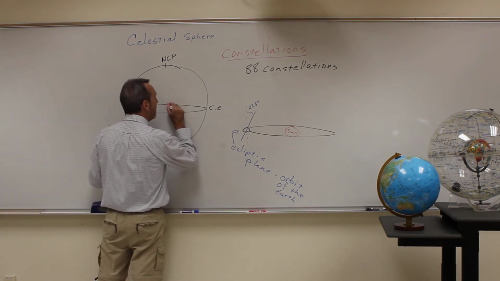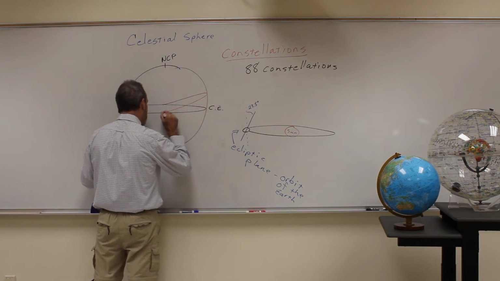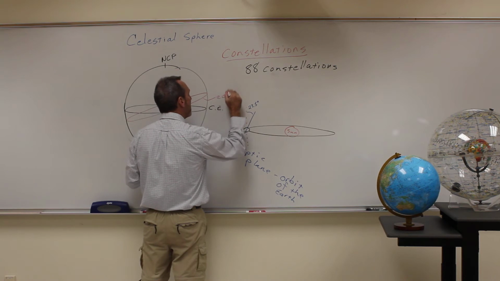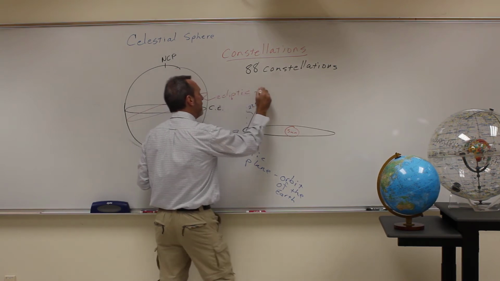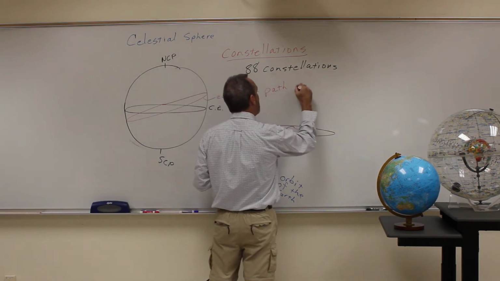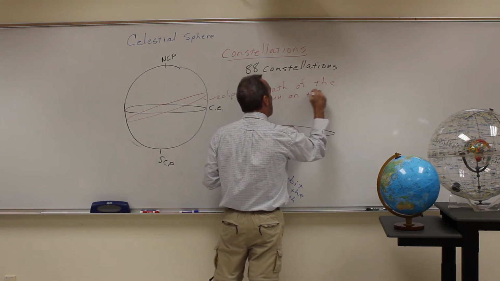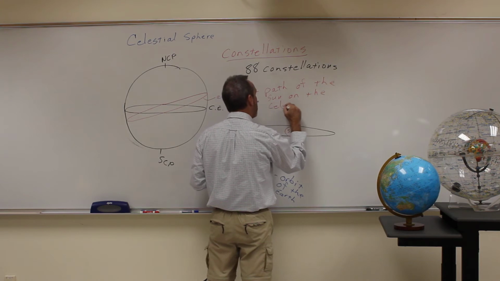And because of the nature of it, the ecliptic can be defined as the path of the sun on the celestial sphere.